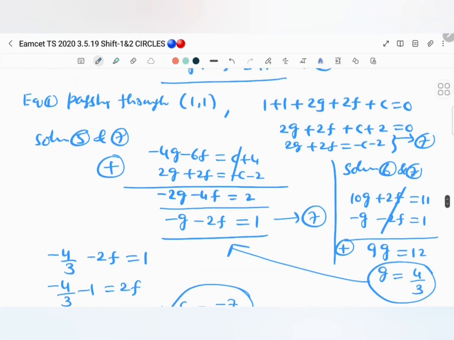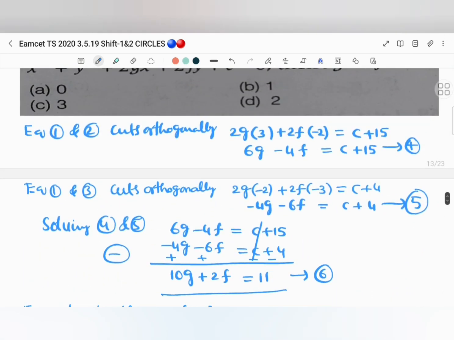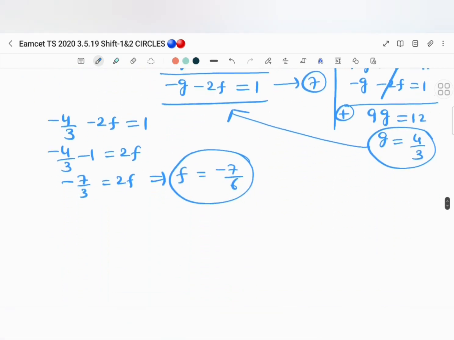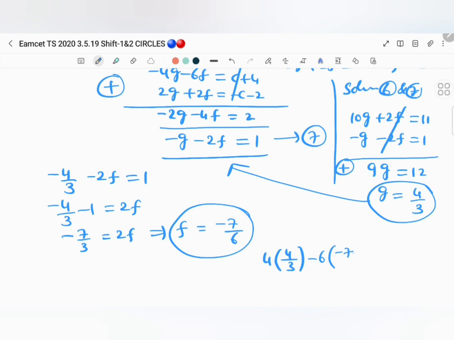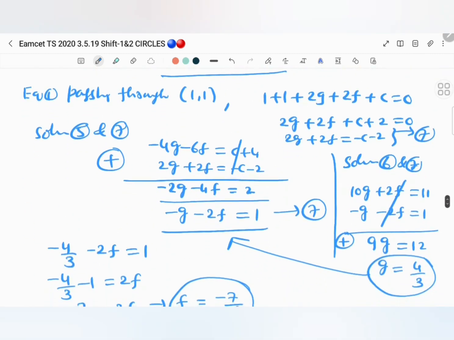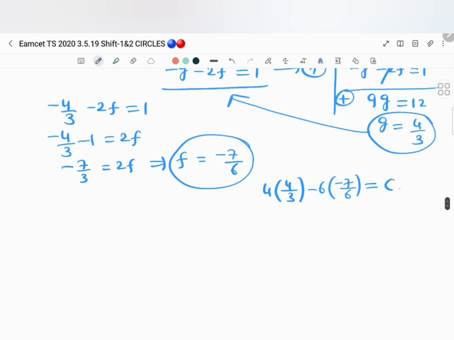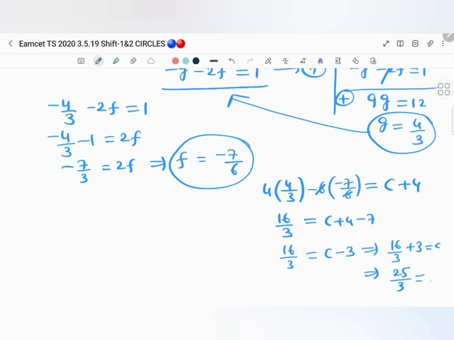So, the c value, I want, no? Substitute in either equation 4 or 5. 4g minus 6f, 4 into 4 by 3, minus 6 into minus 7 by 6, equal to c plus 4. So 16 by 3 plus 7, you can take this side, c plus 4 minus 7. So 16 by 3 is equal to c minus 3. Minus 3 we can take this side. 16 by 3 plus 3 is equal to c. 9 plus 16, 25. 25 by 3 is equal to c.